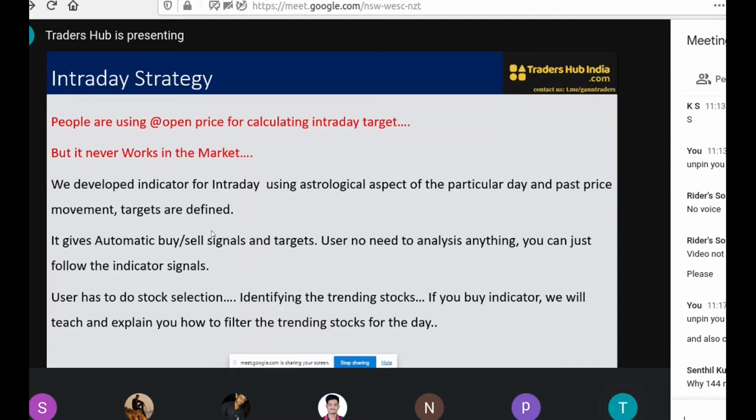For example, if it is a 100 rupee stock, we explore and arrive at some targets and some reference prices. Based on the reference price, you get automatic signals, buy and sell, and the user has no need to analyze. If you have this indicator, you can enter using that signal, and the targets will be marked in the chart. You can exit at the target, or when the indicator tells you to exit, you can exit.